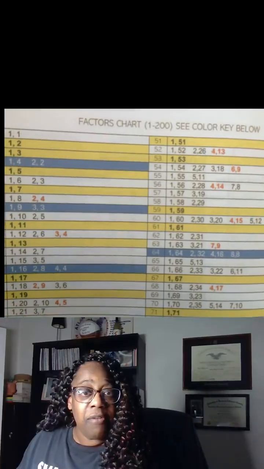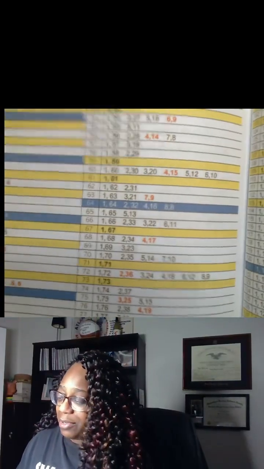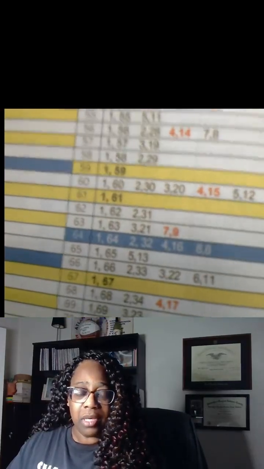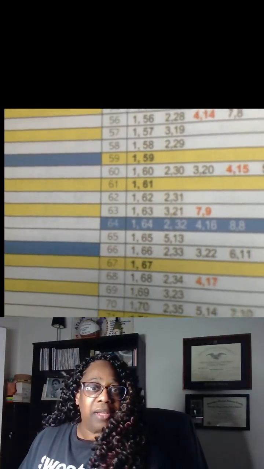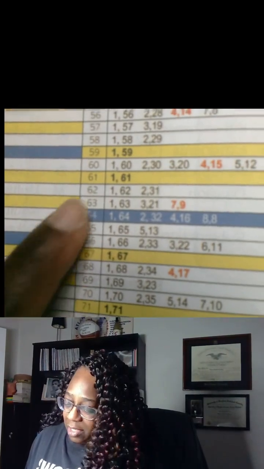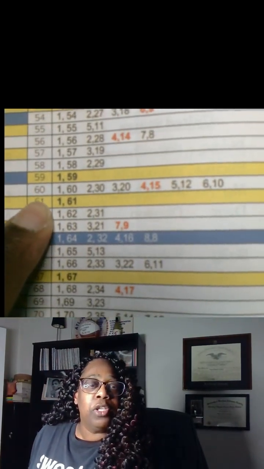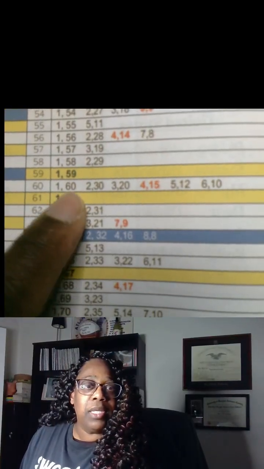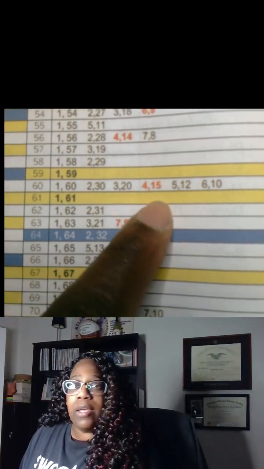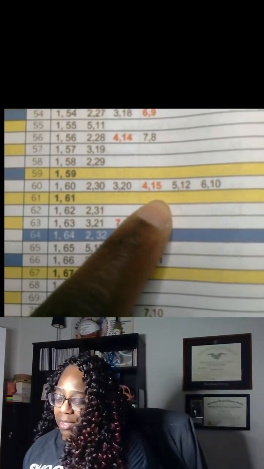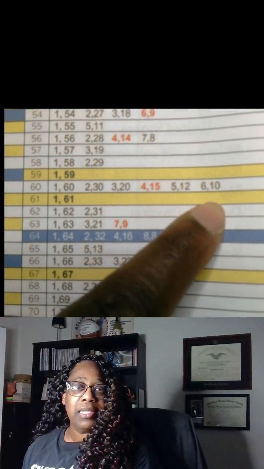Then also, when you're doing factors, I use this a lot with my tutoring kiddos. So when you're looking at factors, let's say factors of 60. My factors of 60 are 1 and 60, 2 and 30, 3 and 20, 4 and 15, 5 and 12, 6 and 10.